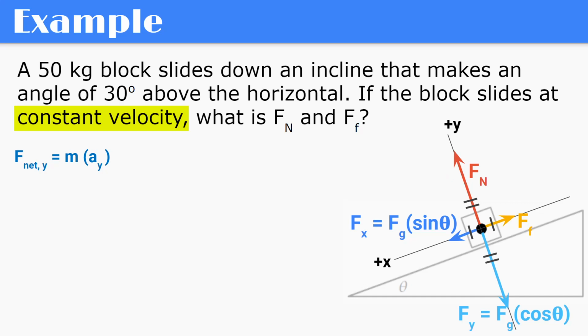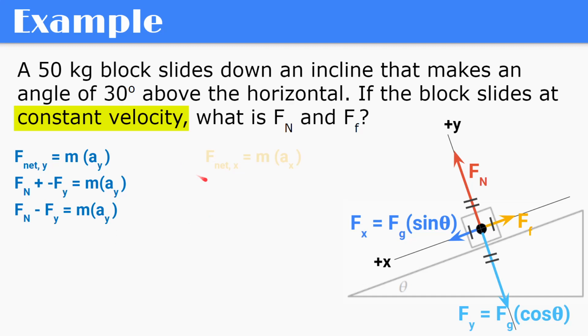Again, we're going to write out our second law equations. F net y equals m times a. F net in the y direction is the sum of my forces in the y direction, keeping in mind that they're vectors. So this one is negative because it's in the negative direction. So I have Fn plus negative Fy equals m times acceleration in the y direction. I can rewrite this as Fn minus Fy, and that's just subtraction.